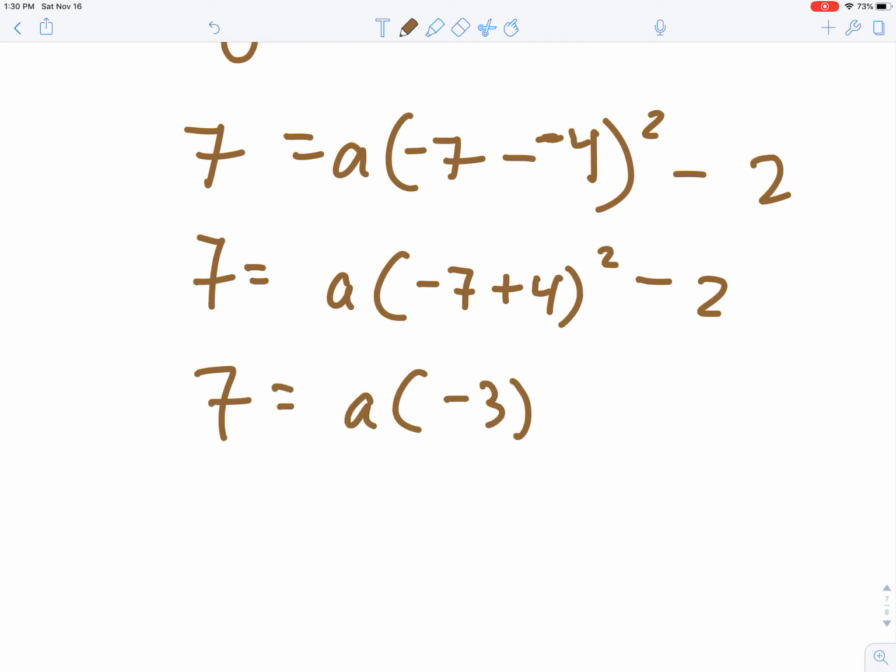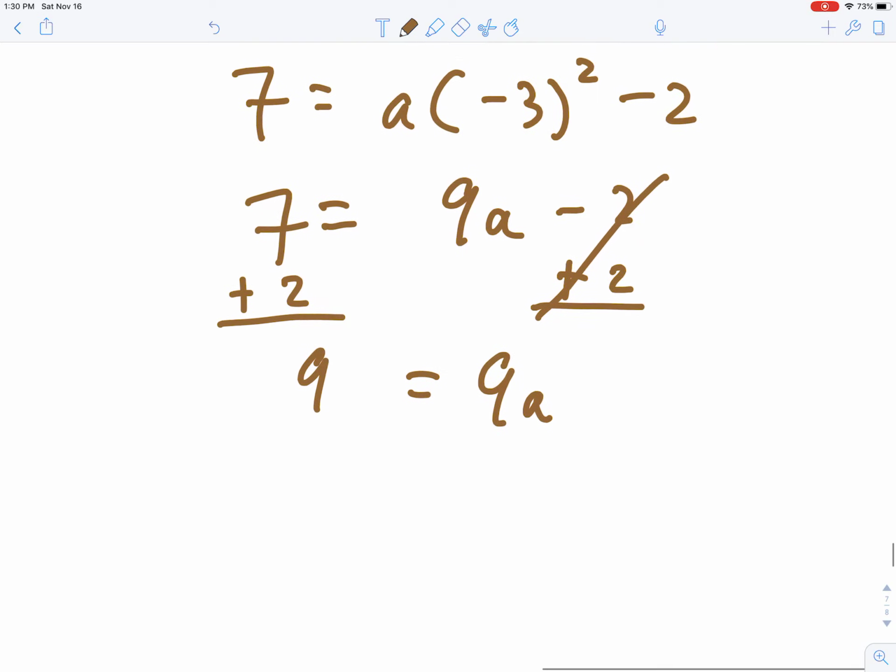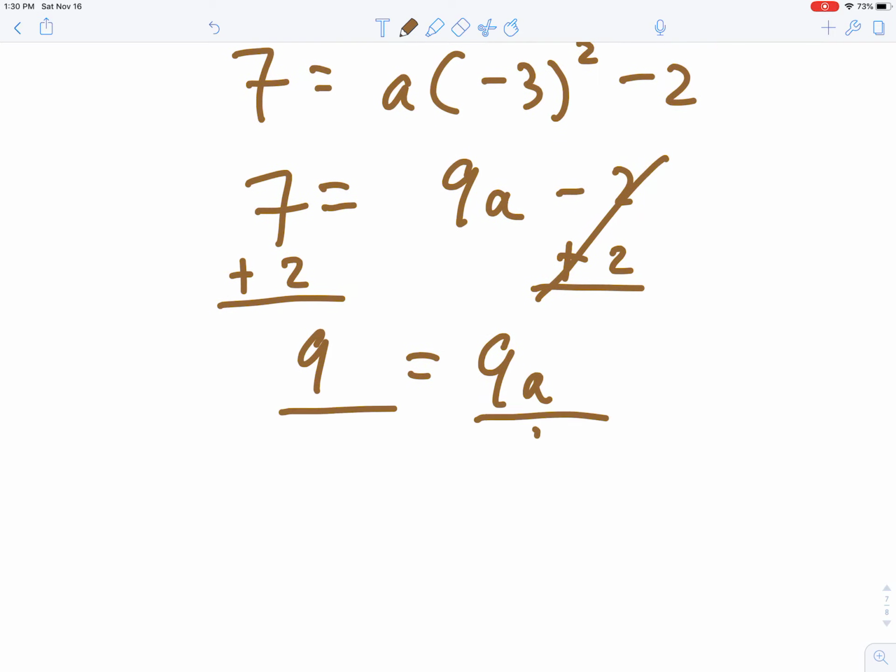-7 plus 4 is -3. We will square that next. 7 is equal to 9a minus 2. We will add 2 to both sides to get rid of those 2's, and I get 9a is equal to 9. Divide both sides by 9 to figure out that a is actually equal to 1.